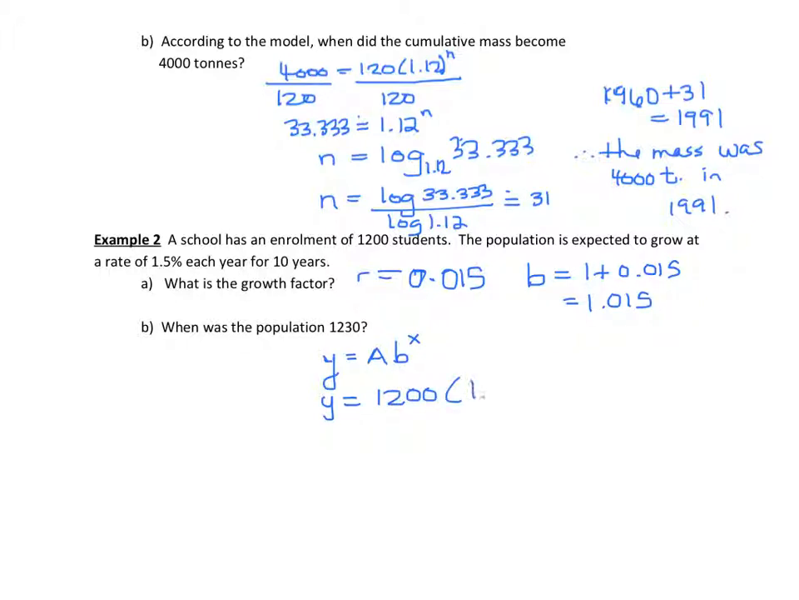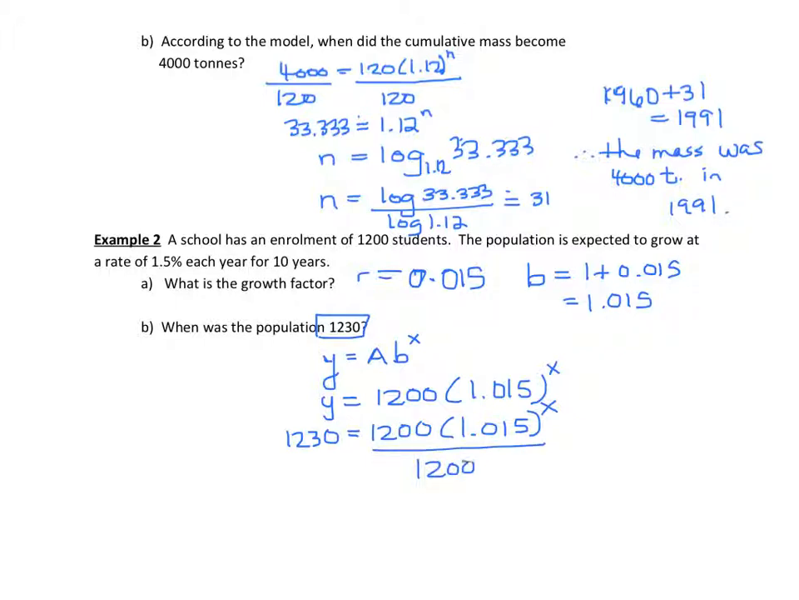Now the growth factor is 1.015. And our exponent is x. Now the question says, when was the population 1,230? So we'll fill 1,230 in for our y value. And again, this is where prior to logarithms, you would have had to use trial and error to solve this kind of question. But now we can divide both sides by 1,200.